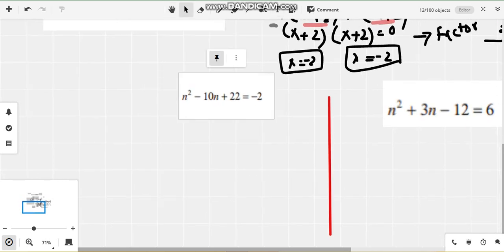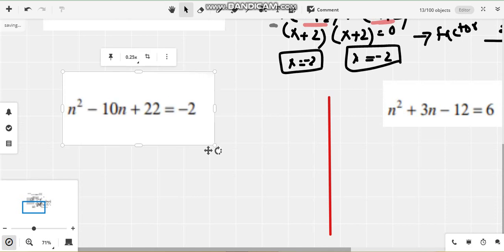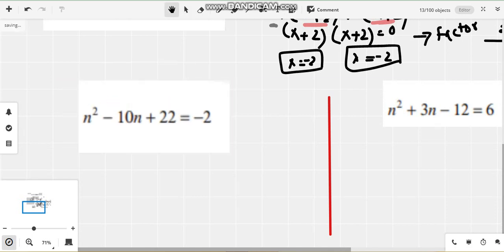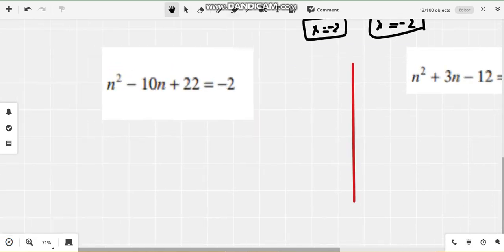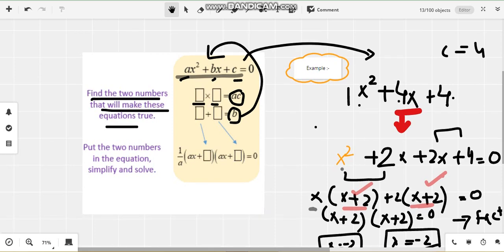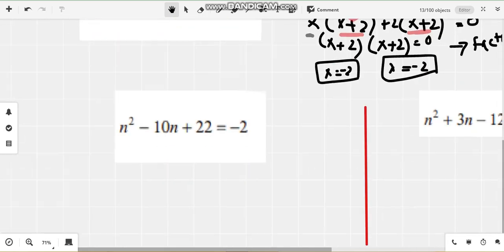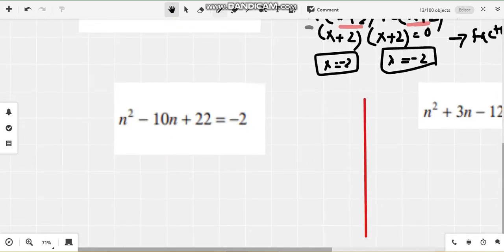Now we look at the second example. In the second example, you can see there are 4 terms: n square minus 10n plus 22 equals negative 2. First of all, we know that a quadratic equation contains 3 terms. According to the standard form, ax square plus bx plus c, 3 terms are here, but in this equation 4 terms are here. It means I first have to rearrange it and combine the like terms.